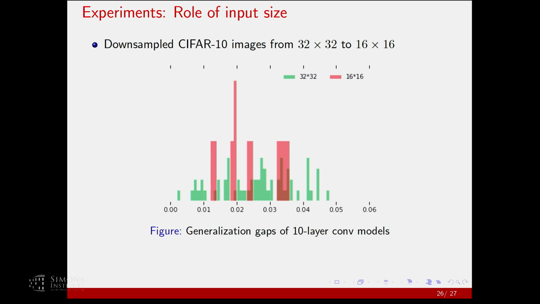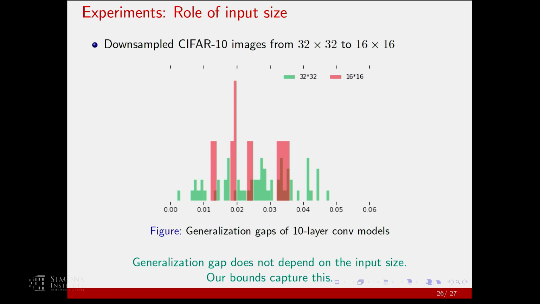So we trained all our networks, and we looked at the value of generalization gap. This graph is the histogram of generalization gap of this 10-layer all-conv model that we had. The green shows the values for 32 by 32 images, and the red shows the values for 16 by 16 images. And as we can see, the support is the same. So this graph shows us that the generalization gap does not really depend on input size, and this is something that our bounds had captured.